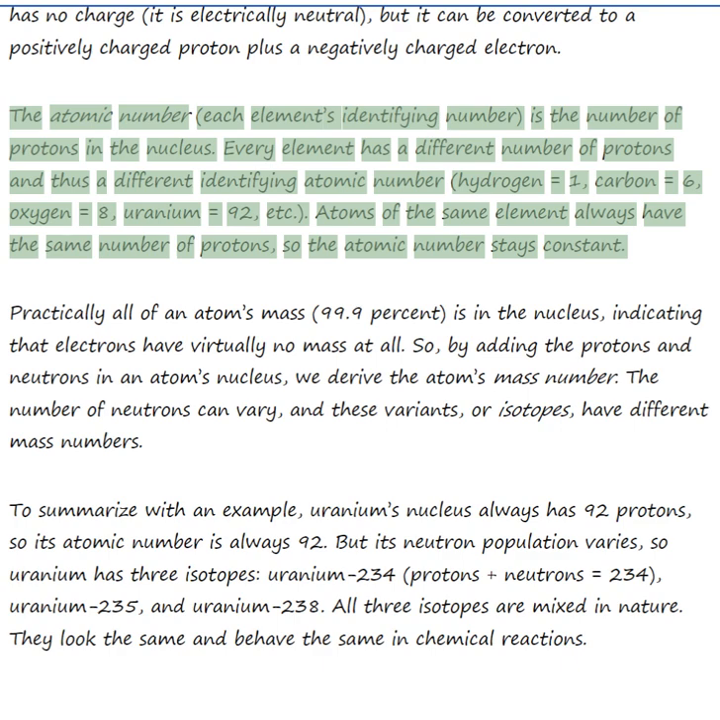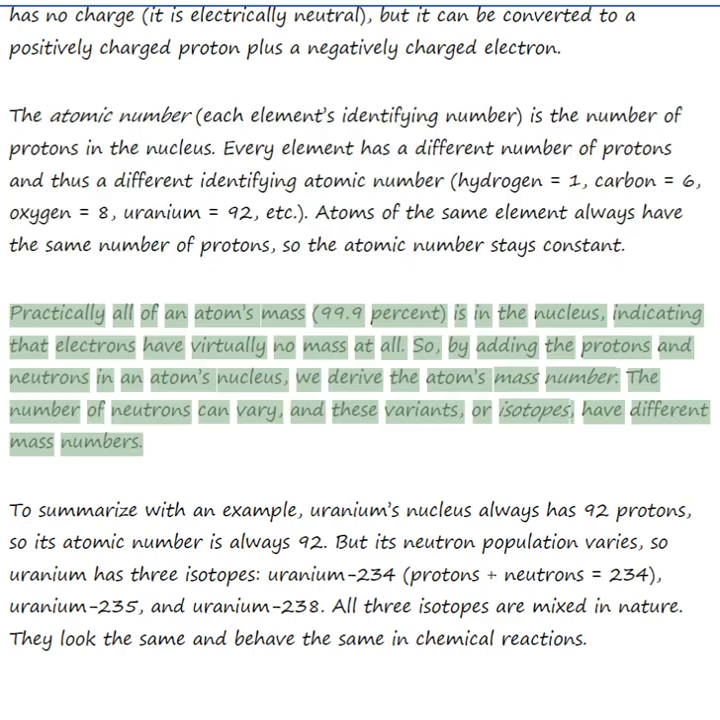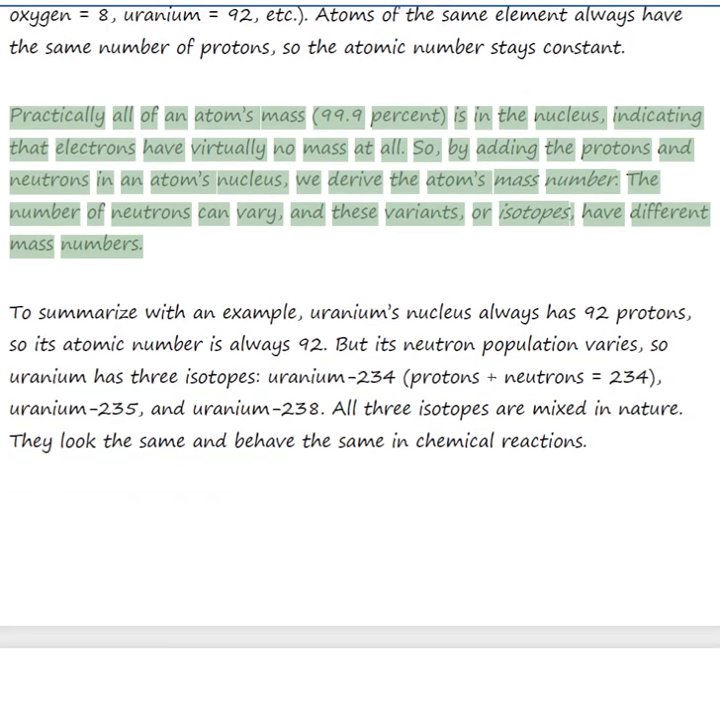The atomic number is the number of protons in the nucleus. Every element has a different number of protons and thus a different identifying atomic number. Atoms of the same element always have the same number of protons, so the atomic number stays constant. Practically all of an atom's mass is in the nucleus, indicating that electrons have virtually no mass at all. So, by adding the protons and neutrons in an atom's nucleus, we derive the atom's mass number. The number of neutrons can vary, and these variants, or isotopes, have different mass numbers.